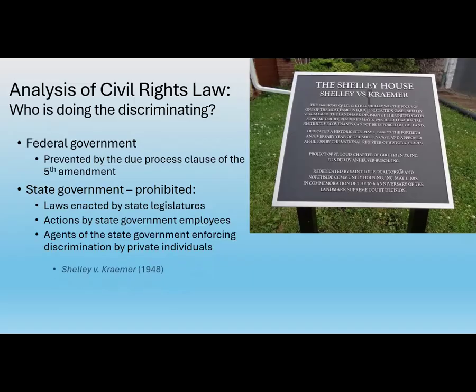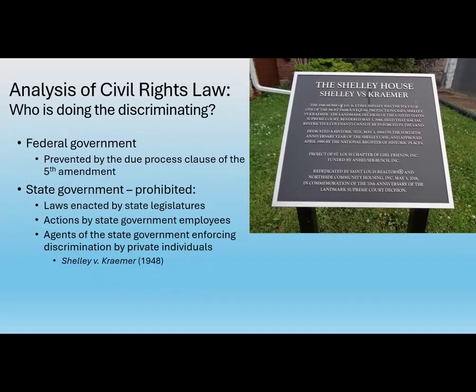The textbook gives an example of that in the decision of Shelley versus Kramer from 1948. In that particular case, an individual was trying to enforce a restrictive covenant that a neighborhood had put in place prohibiting the sale of a home within that neighborhood to a member of the African American race. The seller and the buyer of the home were both fine with the deal, but the neighborhood association had a problem because of the restrictive covenant.